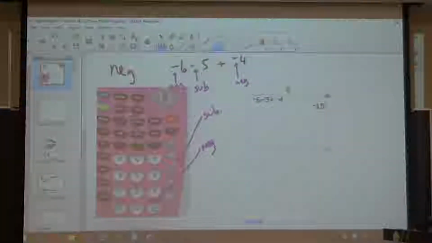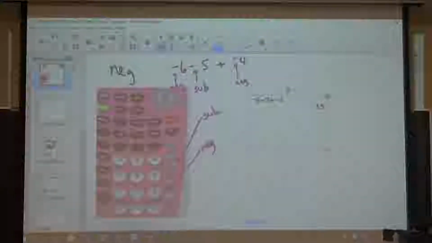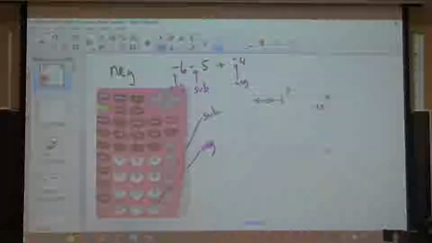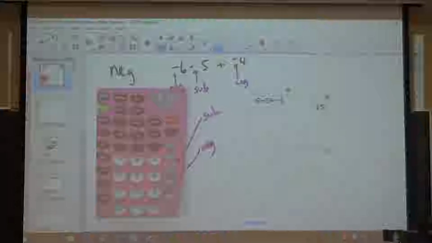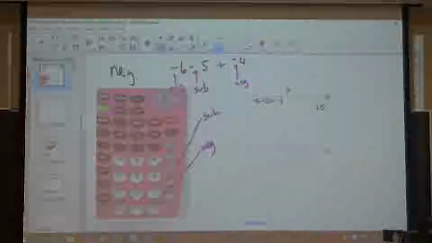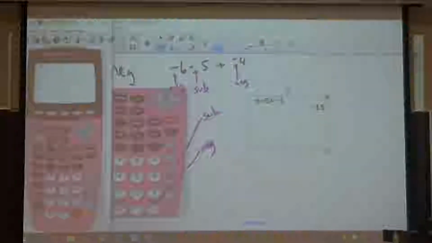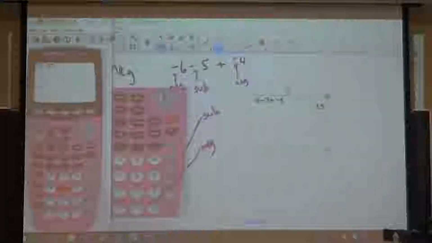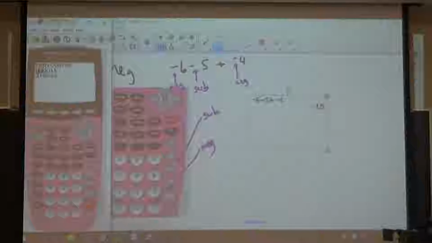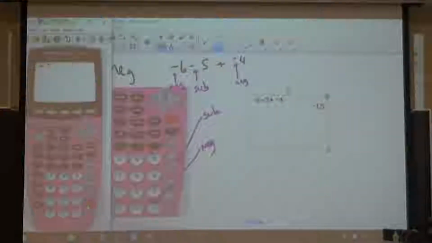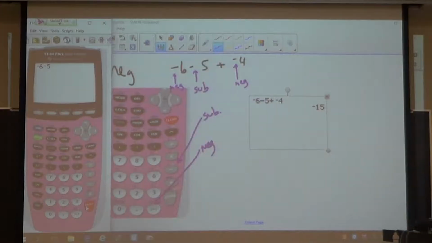The negative button is at the bottom, the subtraction button is up here. There's a difference between the two. And if you try to type the wrong one in, so like if I would have typed -6, -5, and hit enter, it's gonna tell me I have an error. And if I go down to go to, it's gonna highlight and say this is the one I don't like.